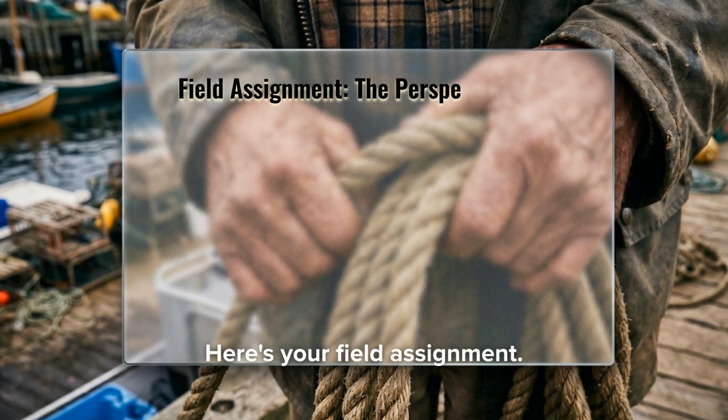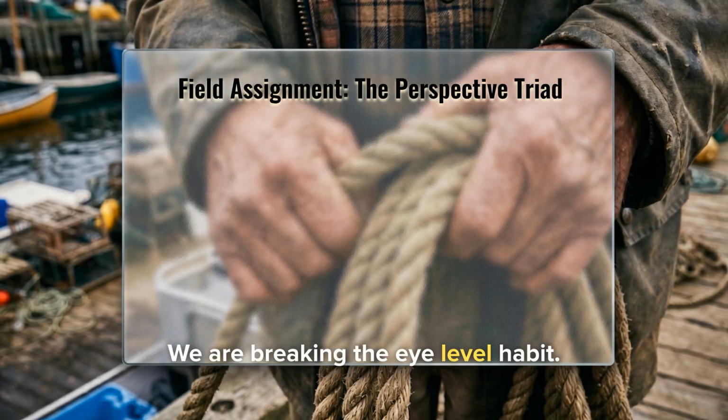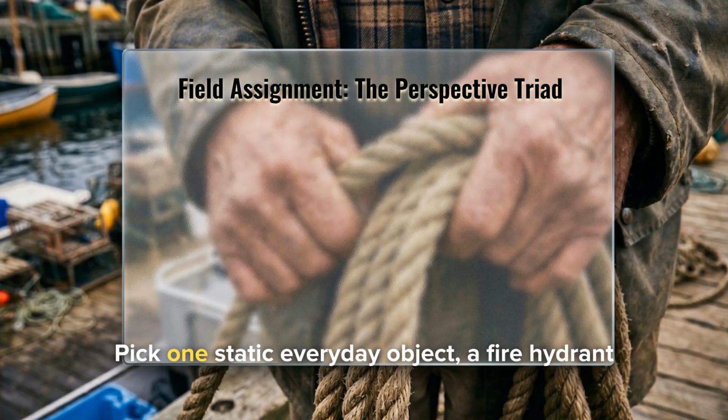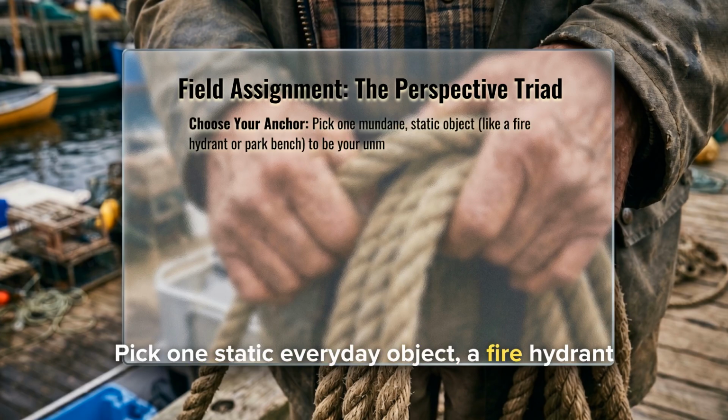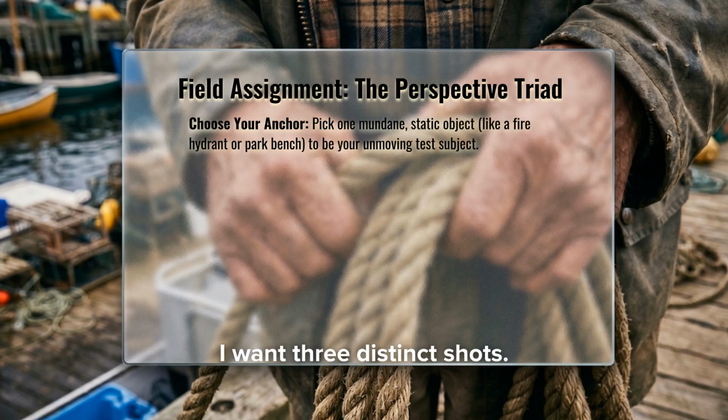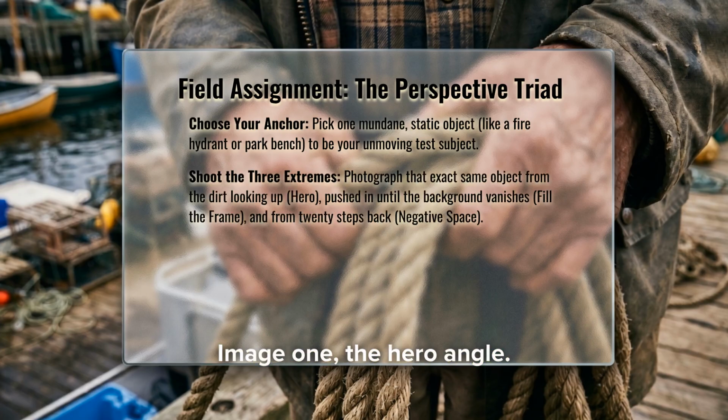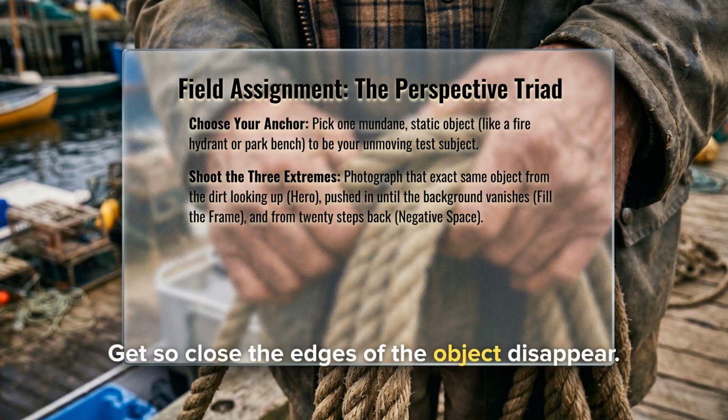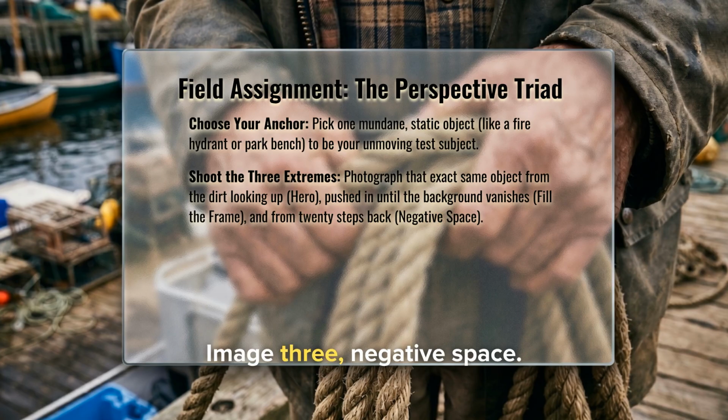Here is your field assignment. We are breaking the eye level habit. Pick one static, everyday object, a fire hydrant or a park bench. I want 3 distinct shots. Image 1, the hero angle. Drop to the ground and shoot up. Image 2, fill the frame. Get so close the edges of the object disappear. Image 3, negative space. Take 20 steps back and let the environment drown it out.